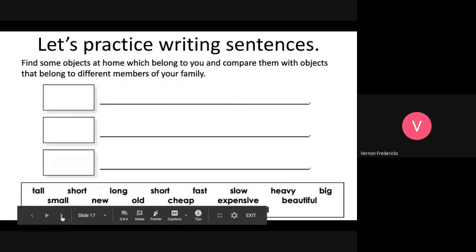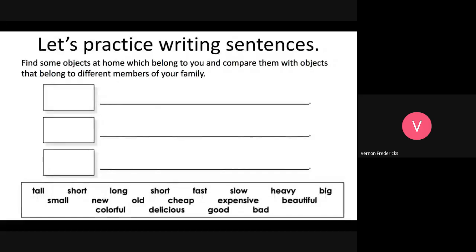Okay, let's practice writing sentences. Find some objects at home which belong to you and compare them with objects that belong to different members of your family. At the bottom here, students, we have adjectives that you can use in your sentences. For example, tall, small, short, new, colorful, long, old, delicious, cheap, fast, slow, expensive, good, bad, heavy, beautiful, and big.